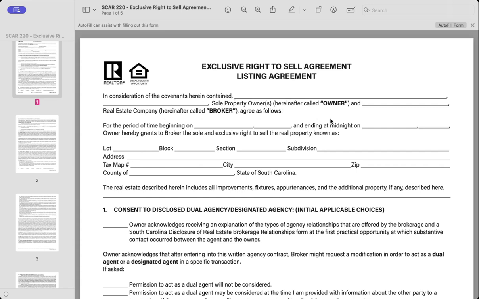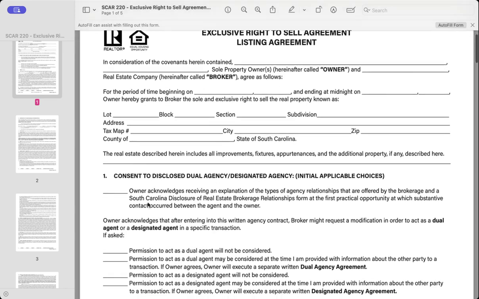It describes the time period from which this agreement will be in place, as well as a description of the property. This is a legal description of the lot, tax map, the county, and then of course the full address. If there is an additional property a part of this property, it'll be listed here.